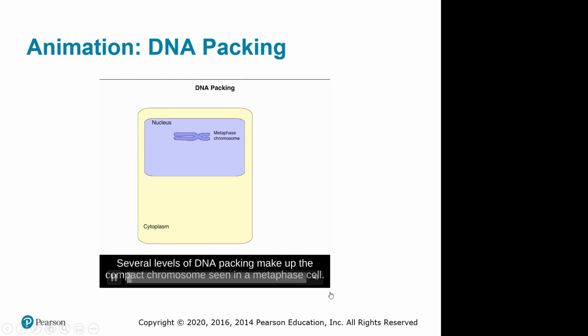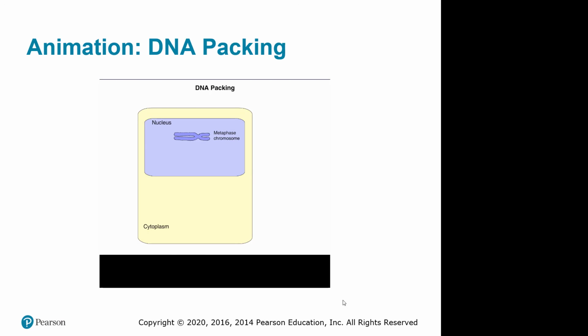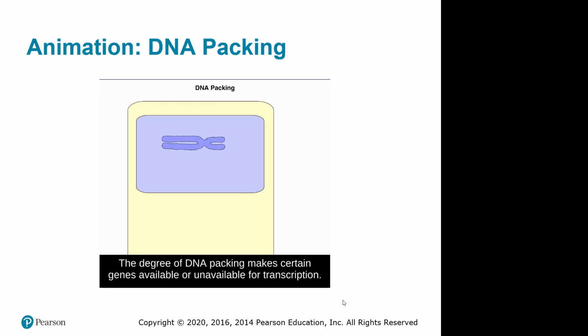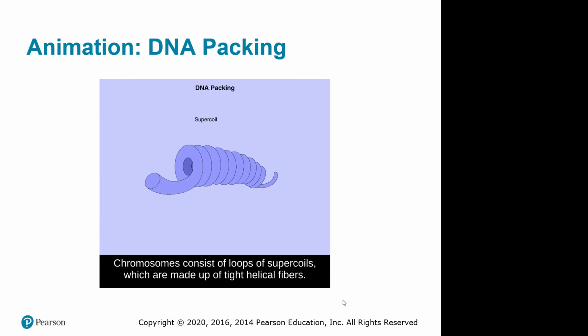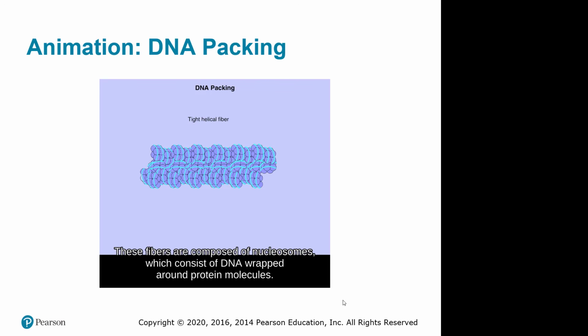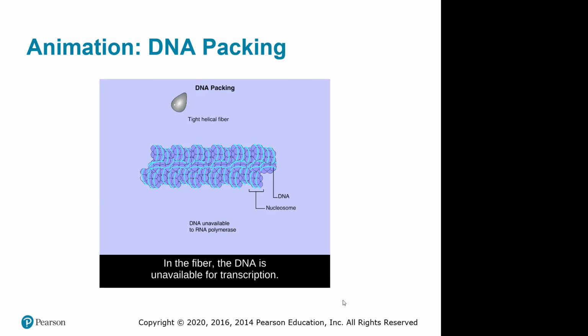Several levels of DNA packing make up the compact chromosome seen in a metaphase cell. Even when a cell is not dividing, some of the DNA is folded tightly. The degree of DNA packing makes certain genes available or unavailable for transcription. Chromosomes consist of loops and supercoils, which are made up of tight helical fibers. These fibers are composed of nucleosomes, which consist of DNA wrapped around protein molecules. In the fiber, the DNA is unavailable for transcription.